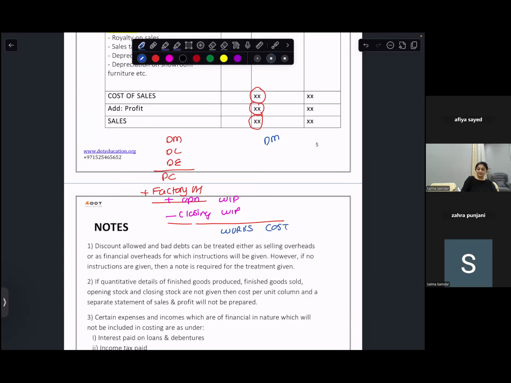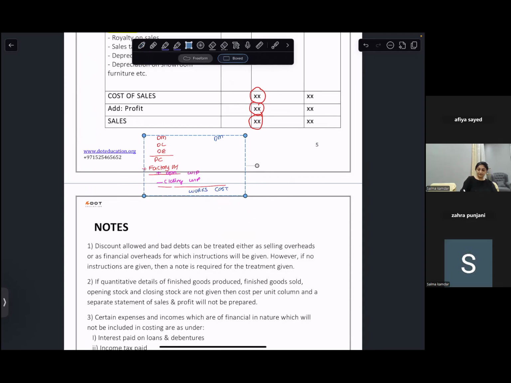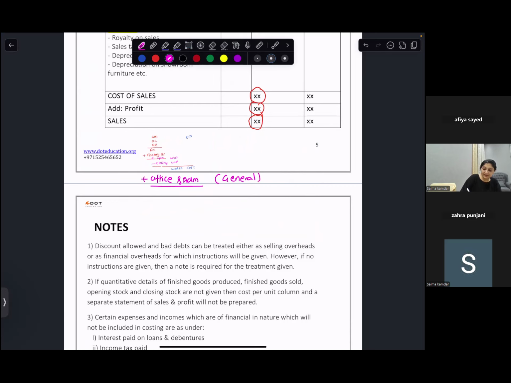Then add office and administrative overheads, which will give cost of production. Office and administration is also called general overheads, okay? Then you will get cost of production. This is the end of the cost sheet. After this, whenever you divide, you would divide it by the number of units sold.